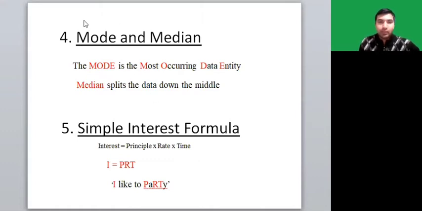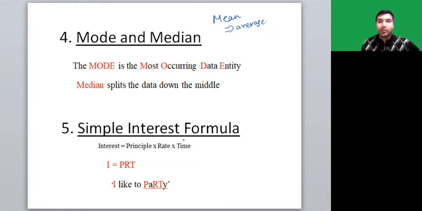Then in stats, we usually tend to confuse mode, median, and mean. Mean is the average of the given data. Mode: you can think of it as the most occurring data entity. M for most occurring data entity, the first letters of the words give the abbreviation mode. Similarly, median, as the name says, is self-explanatory. Median means mid value. Basically, it splits the data down the middle.